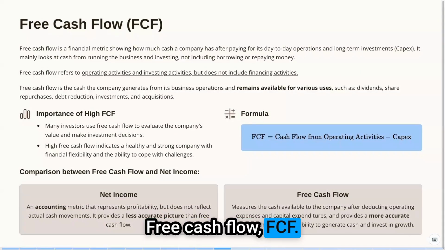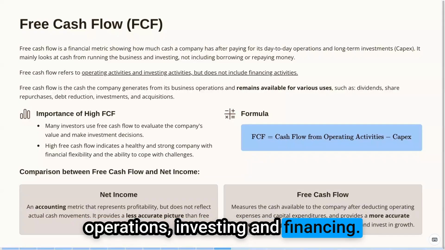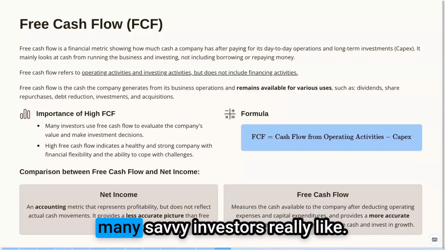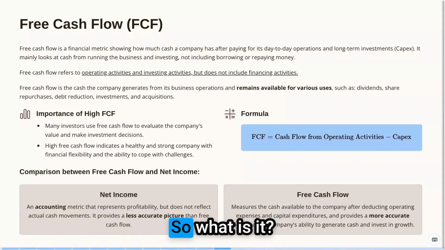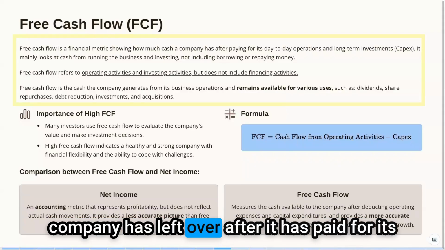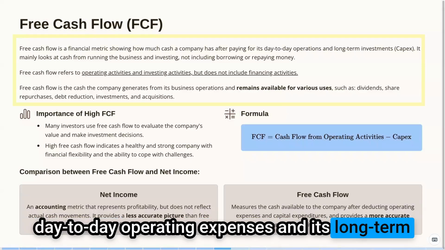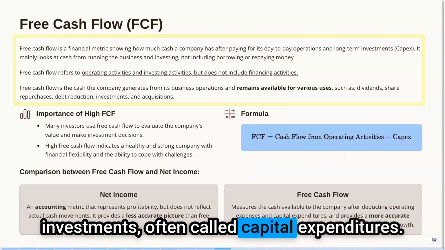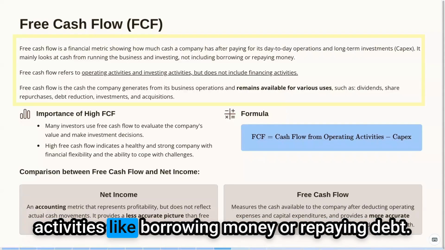Free cash flow, FCF. We've talked about cash flow from operations, investing, and financing. Now, let's focus on a metric that many savvy investors really like: free cash flow, or FCF. So, what is it? Free cash flow tells us how much cash a company has left over after it has paid for its day-to-day operating expenses and its long-term investments, often called capital expenditures. FCF doesn't include cash flows from financing activities like borrowing money or repaying debt.